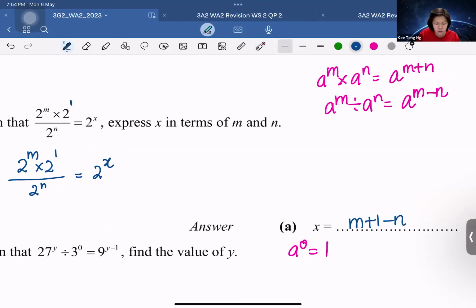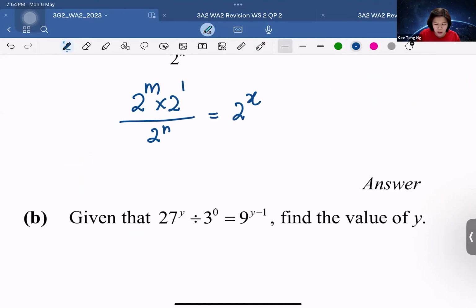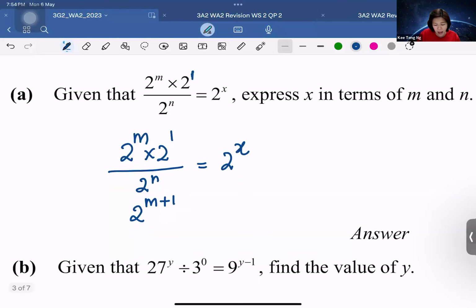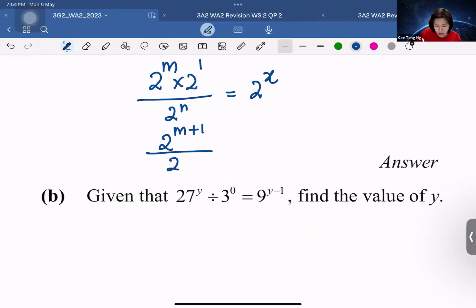Yes, the power add together, right? So from here, the first part, I'm going to deal with this part only. Can you tell me, this is 2 to the power of what? I'll take m plus the 1, right? Where did the 1 come from? There's nothing here, but it's not 0. So nothing is just 1 on its own. So I add them together, over 2 to the power n equals 2 to the power x.